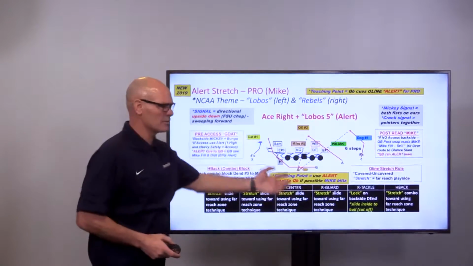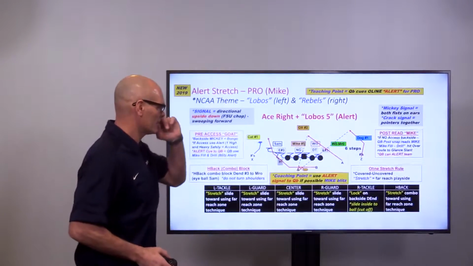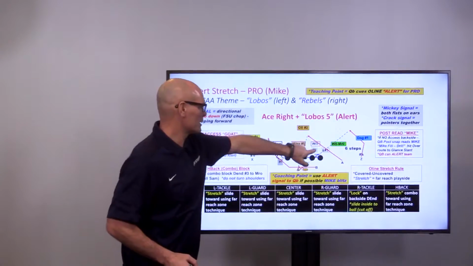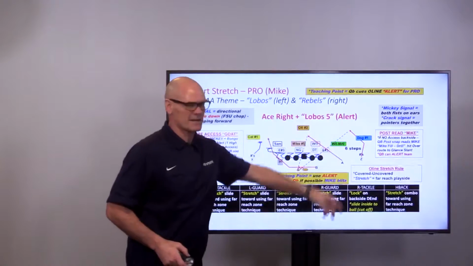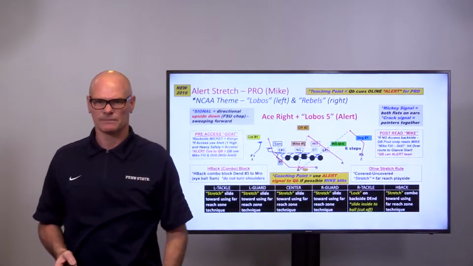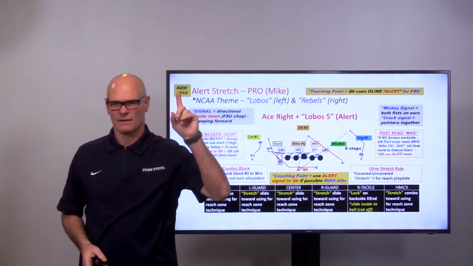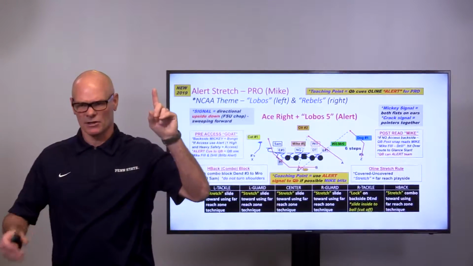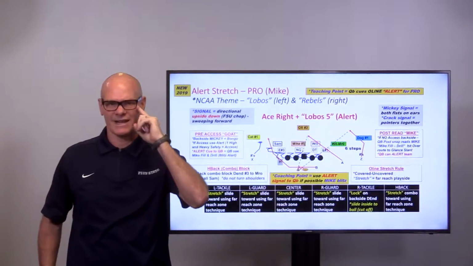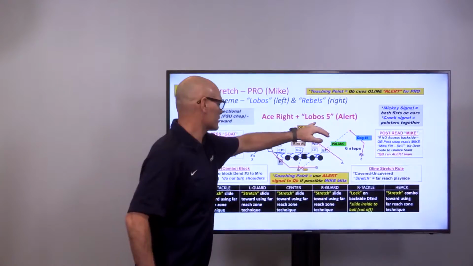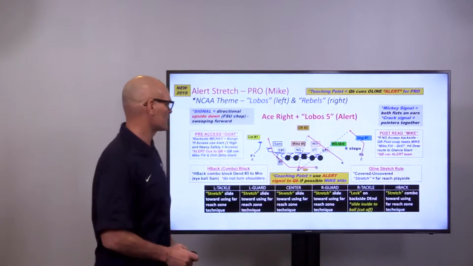Again, we can turn this into a pass first option by simply giving the alert signal. Again, you do this when you feel like there's blitz, or you just feel like they're overloaded to your H side. It's a great backside quick pass play. So again, we would go ahead and go ace right is going to be pointer. I'm going to do my Lobo signal, and then I'm going to go to the quarterback here. He doesn't have to say anything. That's why it's in parentheses. Still just going to call out Lobos 5, but he's thinking pass first.